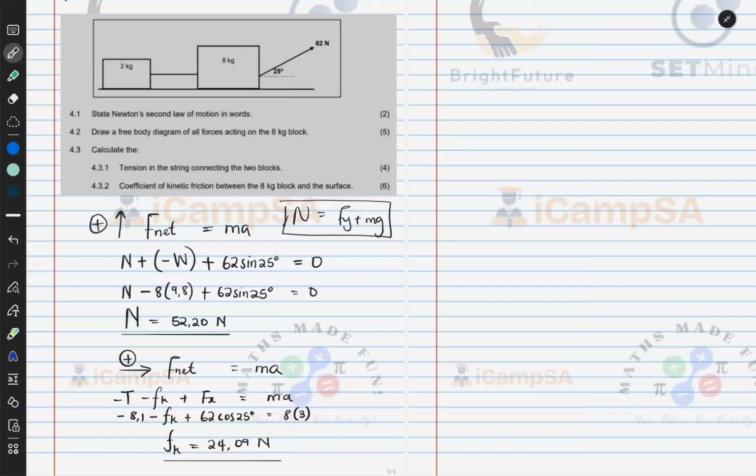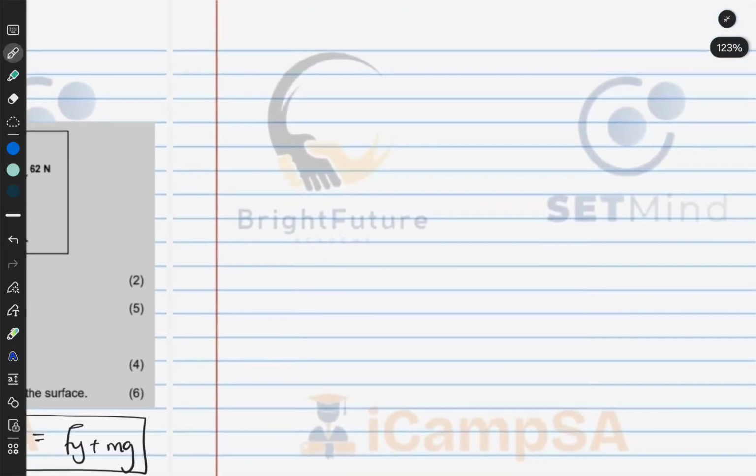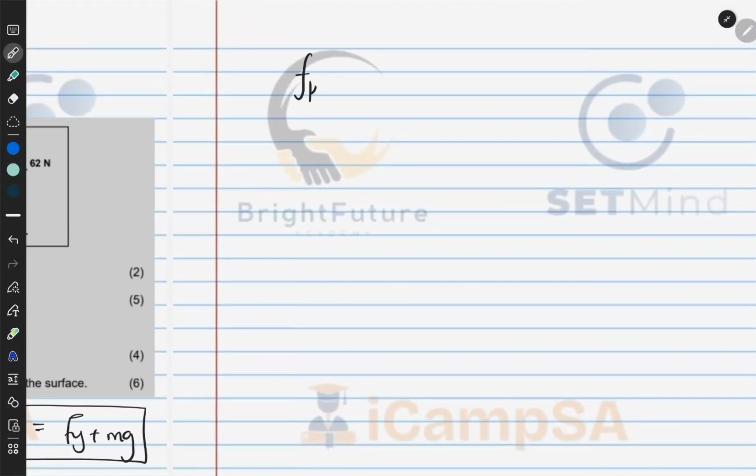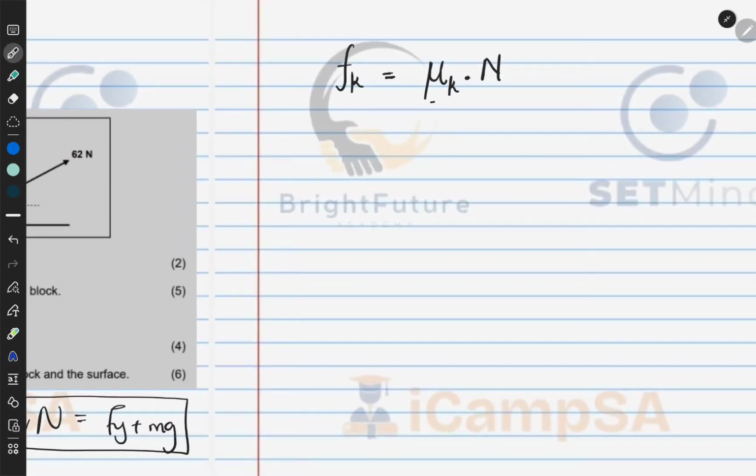And I remember what we said. Kinetic friction is calculated using the normal force. So what is the formula? We say Fk, kinetic friction, is equal to the coefficient of kinetic friction times the normal force. But we are looking for this guy, the coefficient. So we can divide by N both sides. Therefore, the coefficient of kinetic friction is simply the kinetic friction itself divided by the normal force.